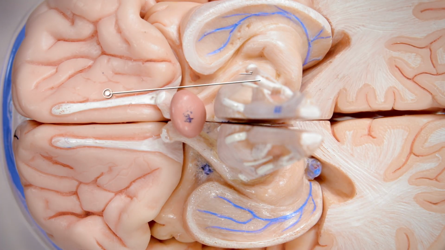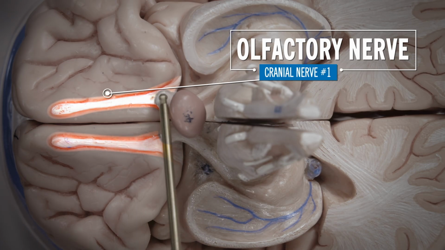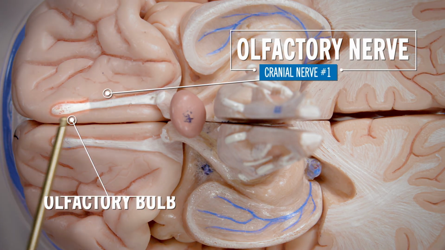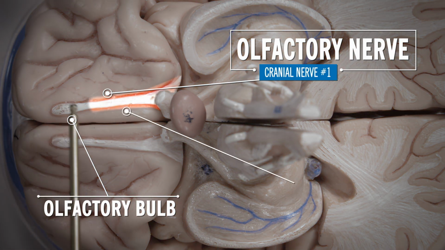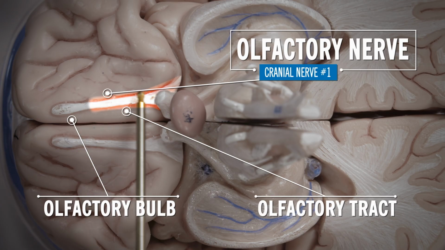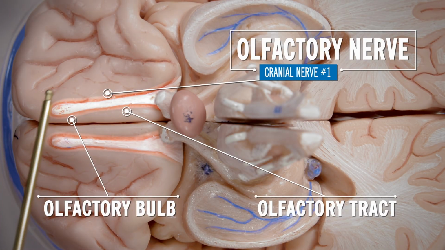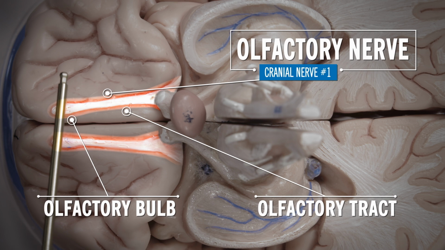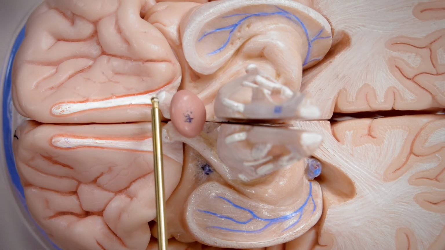To begin, we have olfactory nerve 1. That is going to be this guy right here, olfactory nerve 1. It ends in the olfactory bulb here. The olfactory tract is this long section here. The olfactory bulb sits on the cribriform plate and helps us smell. The olfactory tract then connects the sense of smell to our brain.